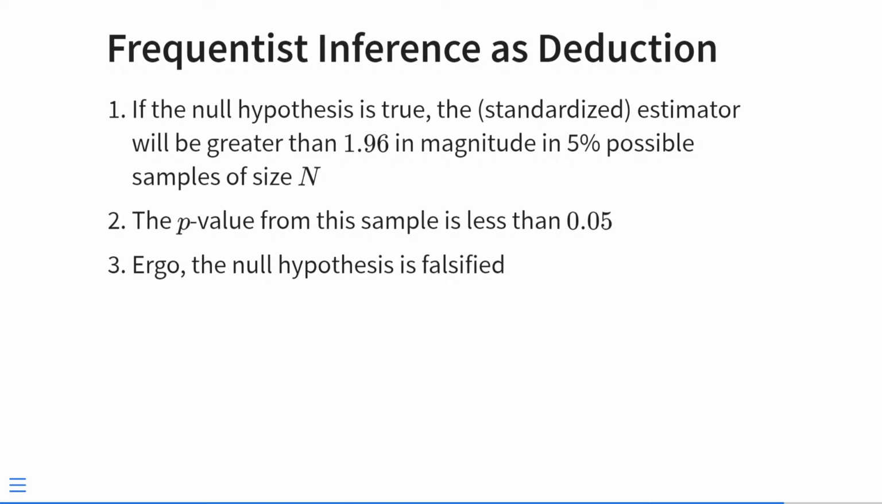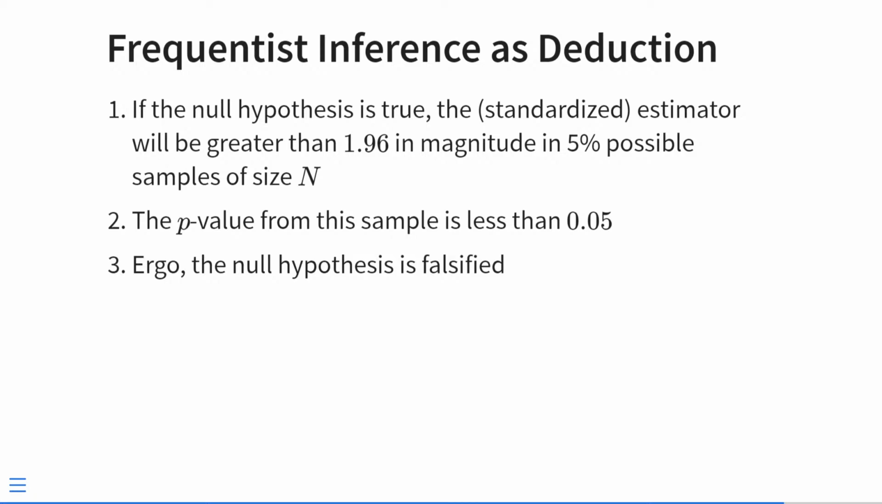And so frequentist inference often proceeds something a lot like this. If the null hypothesis is true, then the standardized estimator will be greater than 1.96 in magnitude in 5% of possible samples of size n. So it's kind of like a major premise. Kind of minor premise, well, the p-value that I observe from this particular sample is less than 0.05. Ergo 3, the null hypothesis of no difference or whatever is falsified. So you can see how this resembles in structure the Aristotle thing.